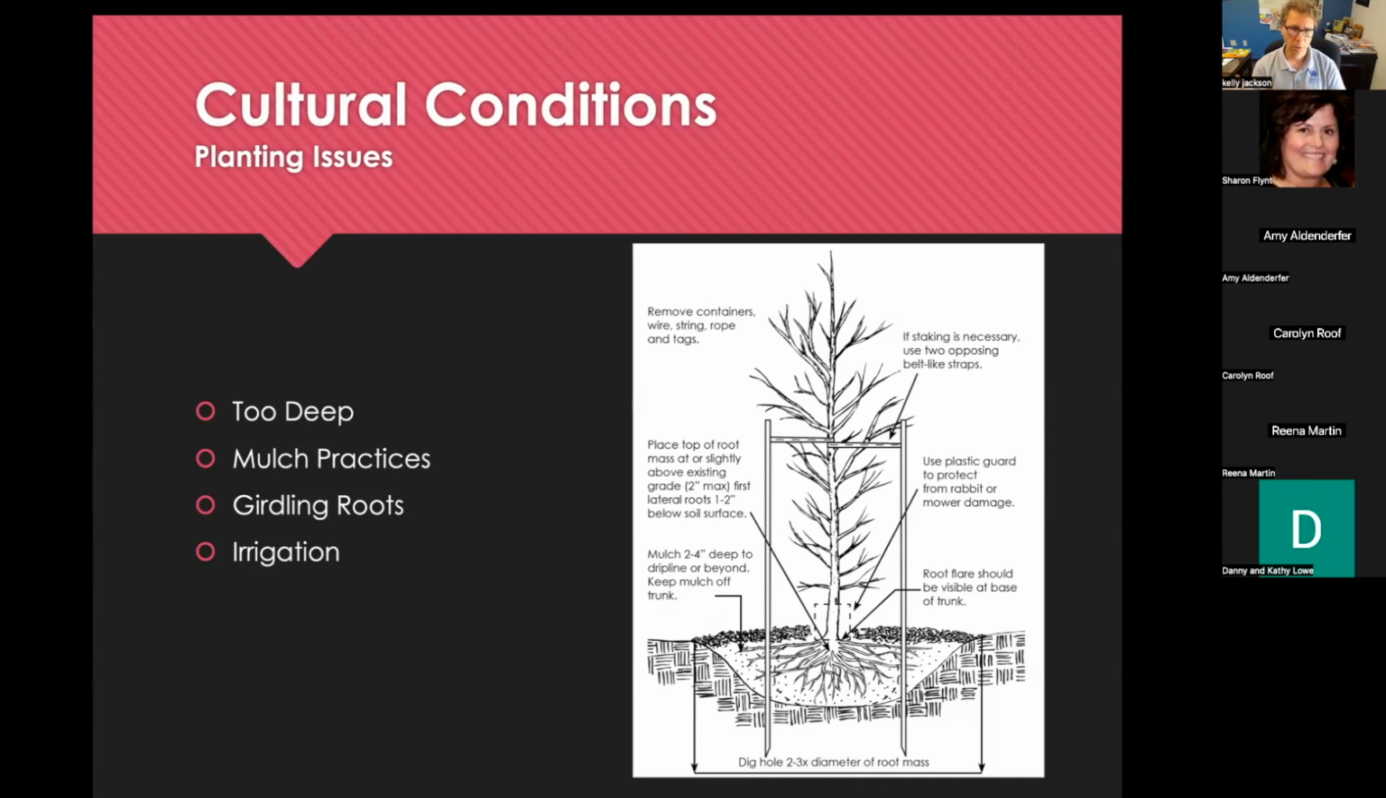Wide planting hole, not any deeper, and maybe even a little bit more shallow than the root ball. Removing twine and wire and burlap, if it doesn't compromise and cause the root ball to fall apart, then that's ideal. Take all that off, get it all out of there.